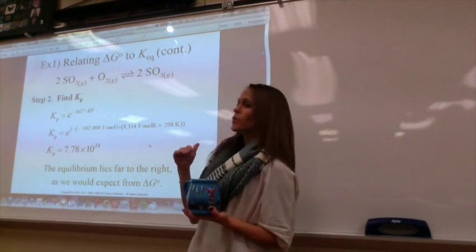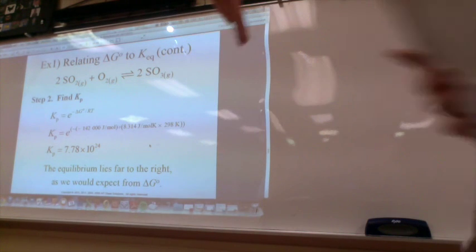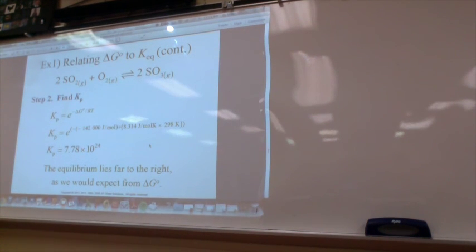Does that make sense with your delta G value? What was your delta G? Negative. So if it was negative, that meant that this should be product favored, which means that K should be greater than 1. Is it? Yes. Check that kind of stuff. Make sure that that makes sense to you. All right, next one.